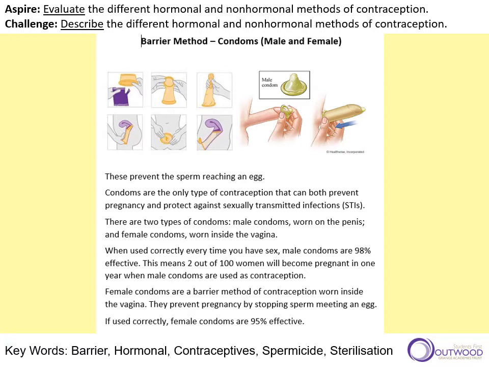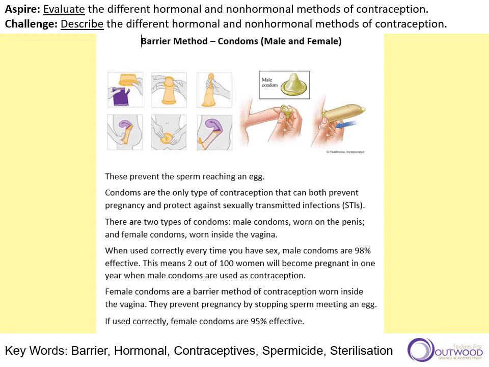You can get both male and female condoms. The female ones are generally called femidoms. So there's an illustration on how one puts on the male condom and how the female one is inserted. So what do they do? This is a barrier method, so this is our first one. It's non-hormonal. They prevent sperm from reaching the egg. That's what they do.